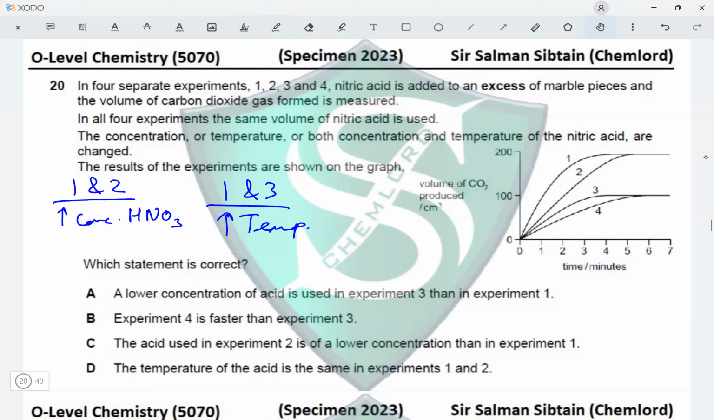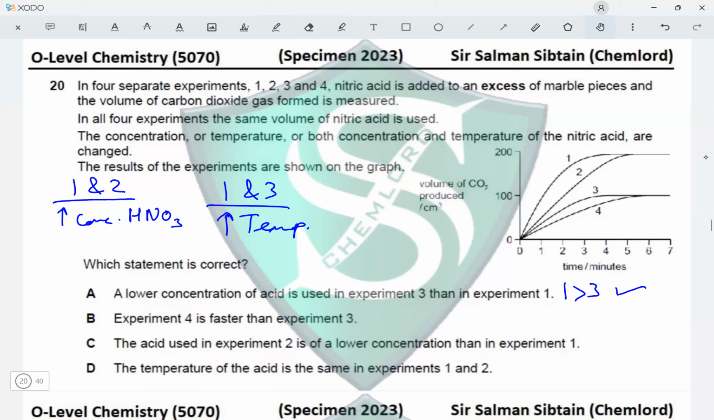A lower concentration of acid is used in experiment 3 than in experiment 1. Lower concentration in 3 than in 1. This is correct because higher concentration are used in 1 and 2. That means lower concentration are used in 3 and 4. So concentration of acid in 1 is greater than the concentration of acid in 3. This option is correct. Option B, experiment 4 is faster than experiment 3.